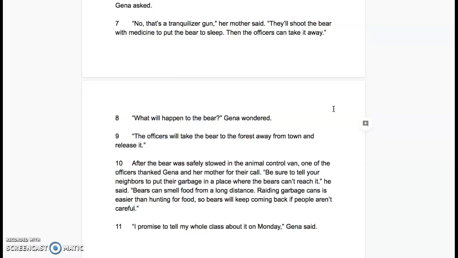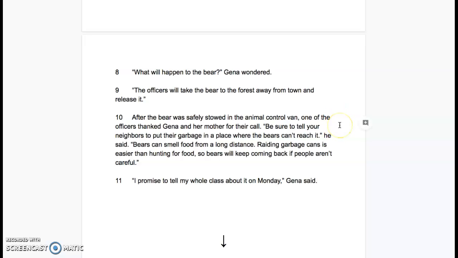After the bear was safely stowed in the animal control van, one of the officers thanked Jenna and her mother for their call. "Be sure to tell your neighbors to put their garbage in a place where bears can't reach it," he said. "Bears can smell food from a long distance. Raiding garbage cans is easier than hunting for food, so bears will keep coming back if people aren't careful." "I promise to tell my whole class about it on Monday."